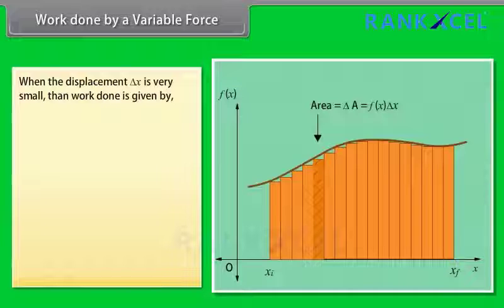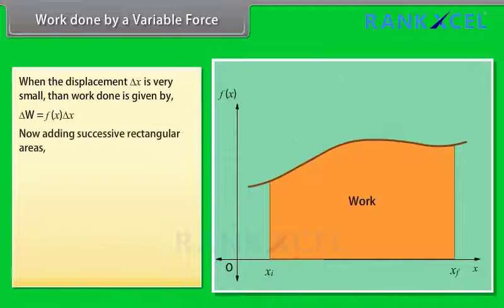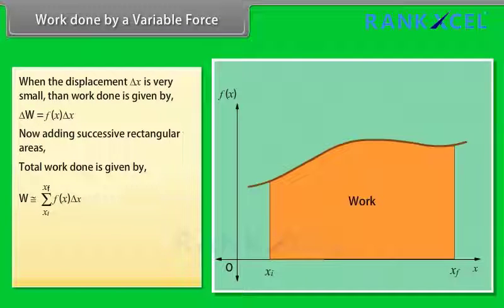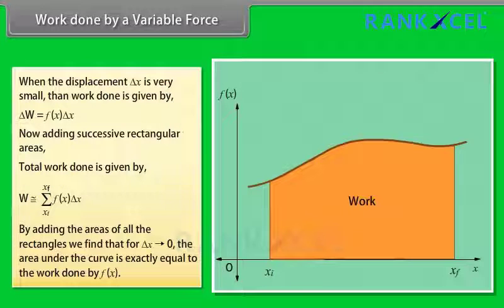Work done by a variable force. When the displacement delta x is very small, then work done is given by delta W = Fx delta x. Now, adding successive rectangular areas, total work done is given by W is approximately equal to the summation from initial position xi to final position xf of the product of Fx and delta x. By adding the areas of all the rectangles, we find that for delta x tends to 0, the area under the curve is exactly equal to the work done by Fx.